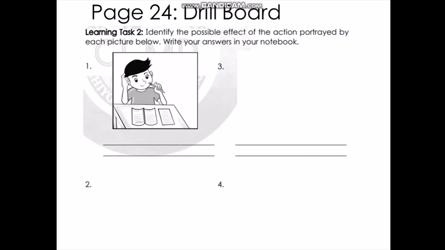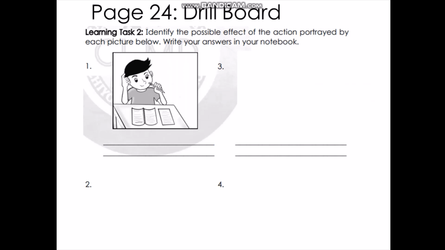So, now, get your drill board. Let's answer page 24, learning task 2. We need to identify the possible effect of the action portrayed by each picture below. You need to write your answers in your notebook. For number 1, what do you think is happening in that picture? Okay. So, what could be the effect?